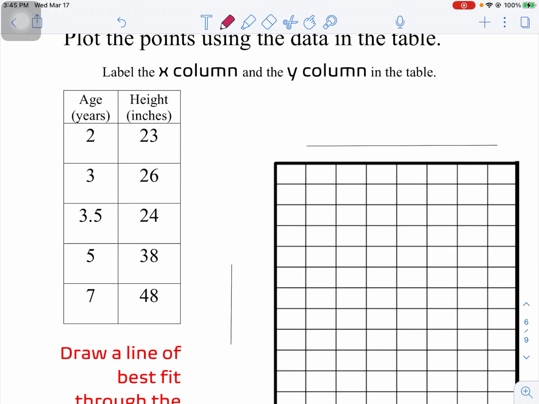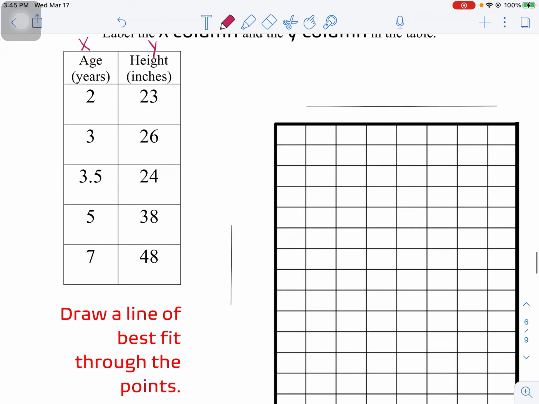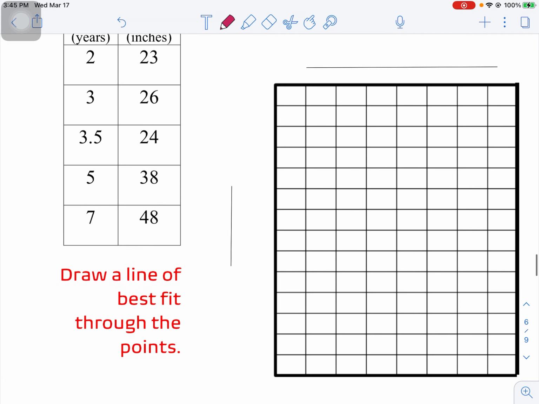Now think about what is controlling something else. The height you are doesn't control how old you are, but how old you are controls your height, especially when you're growing up. So our age would be our X-axis, and our height would be our Y-axis. So that's helpful. Now let's go ahead and label our X and Y-axis.